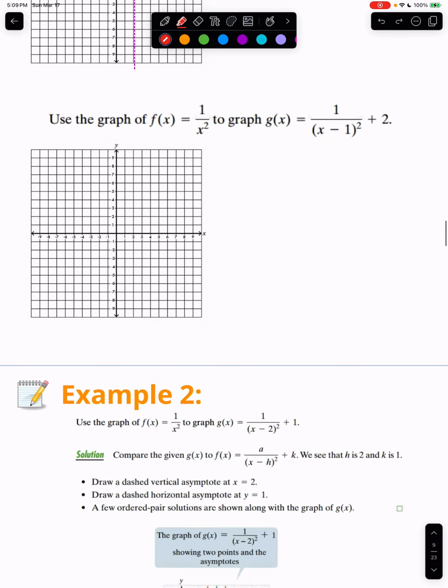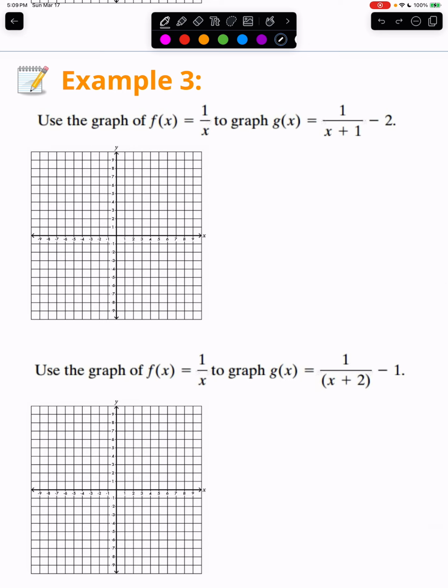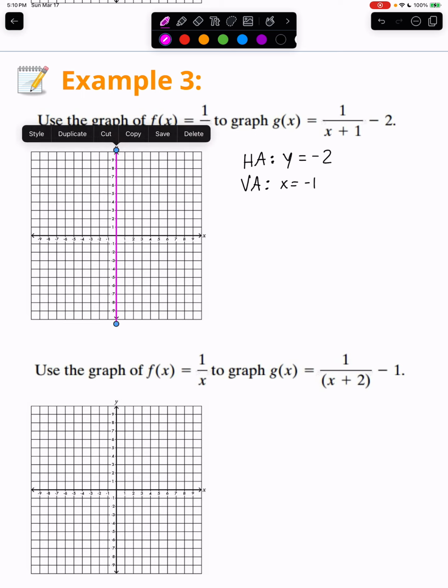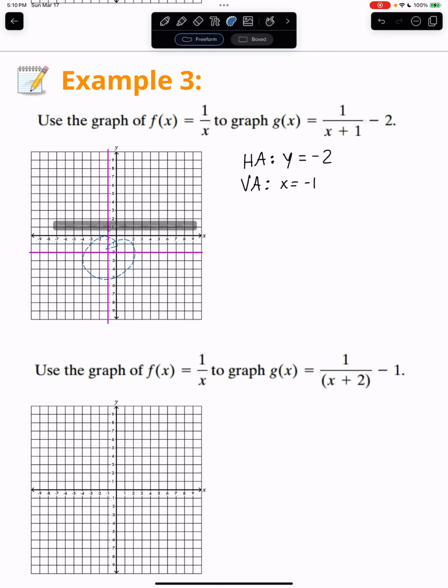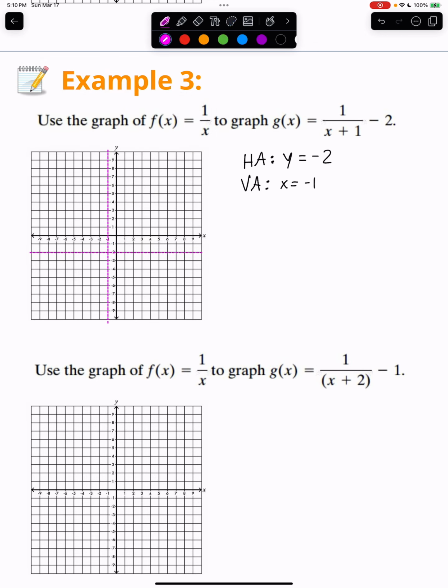So here we go. 1 over x. Same thing: horizontal asymptote, vertical asymptote. So x is equal to -1, y is equal to -2. I'm going to graph my asymptotes here. X is equal to -1. There we go. Y is equal to -2 here. Okay, I want them both to be dashed lines. They're asymptotes.